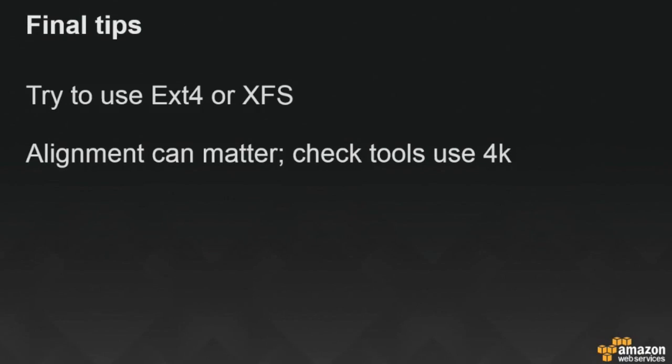And alignment can matter. In fact, it does matter. You should check that the tools you're using in your operating system understand 4K sector alignment. EBS presents itself as 4K, and you should make sure the tools do too, because some older versions of Linux didn't understand 4K, things like fdisk, etc.